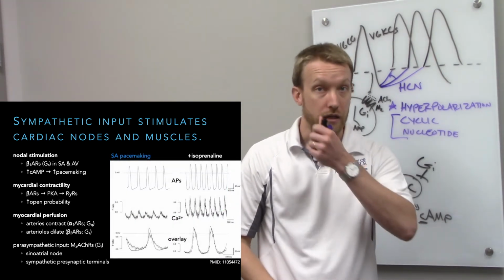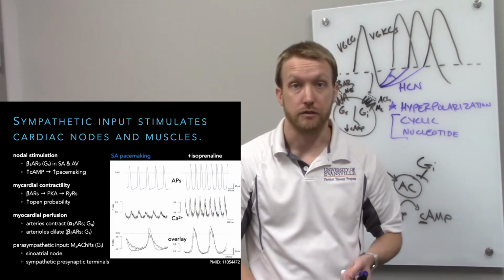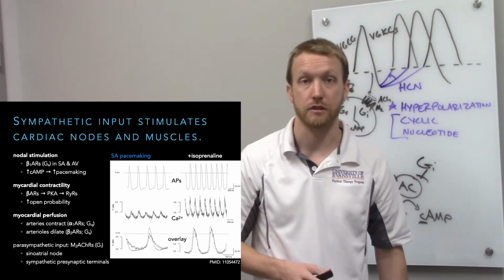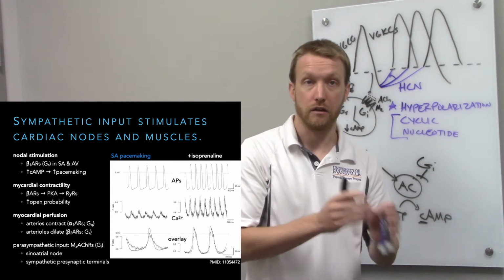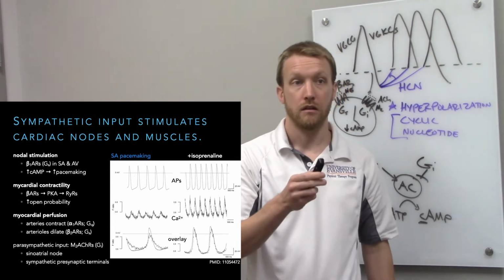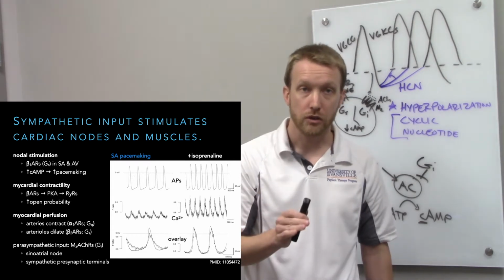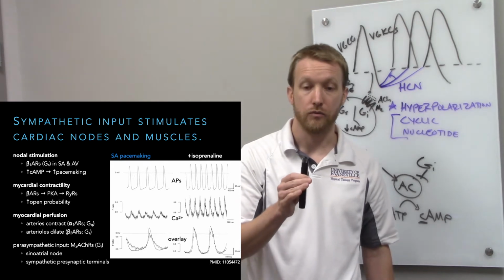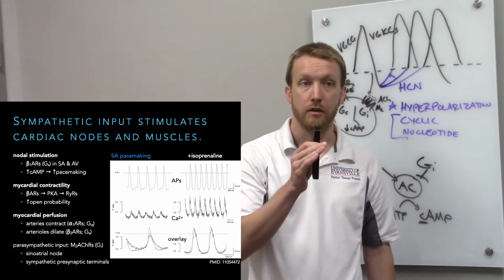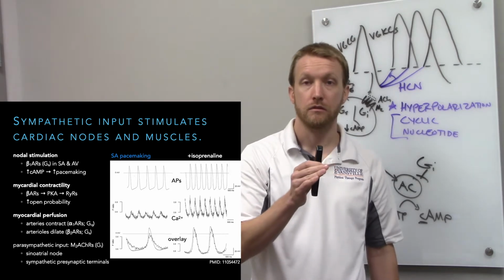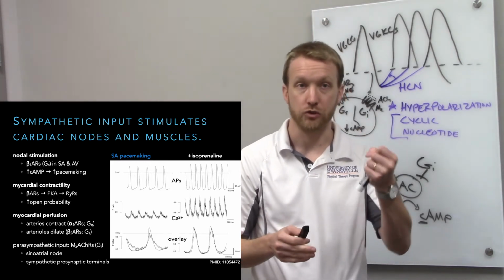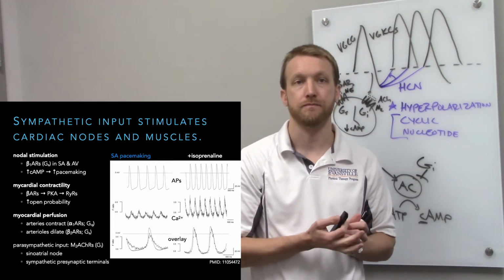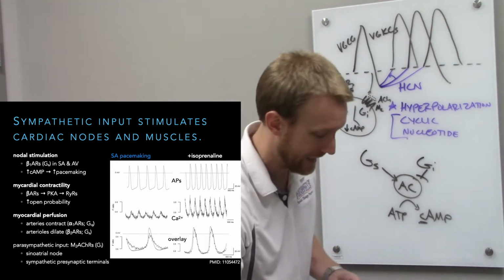Here we can see the effect of stimulating beta adrenergic receptors with isoproterenol in there. So look, left, normal, right with beta adrenergic stimulation. A faster rate of pacemaking. We also affect the contractility of the cardiac muscle. So the cardiac muscle can contract more strongly with sympathetic input because beta adrenergic receptors stimulate protein kinase A.